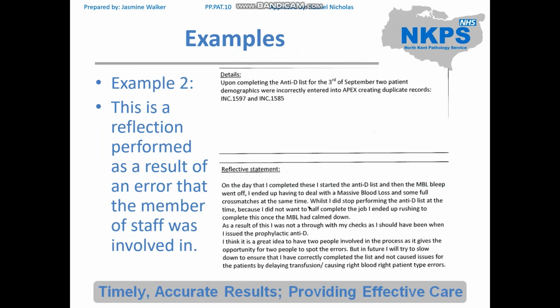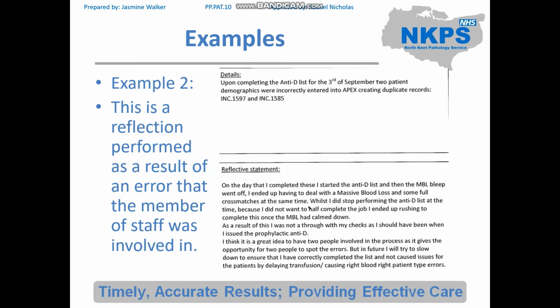Example 2. This is a reflection performed as a result of an error that the member of staff was involved in. So the details of the error are on the top bit. So it was, upon completing the anti-D list for the 3rd of September, 2 patient demographics were incorrectly entered into APEX, creating duplicate records. And then it has the relating incident numbers. The member of staff has then done the reflection below.